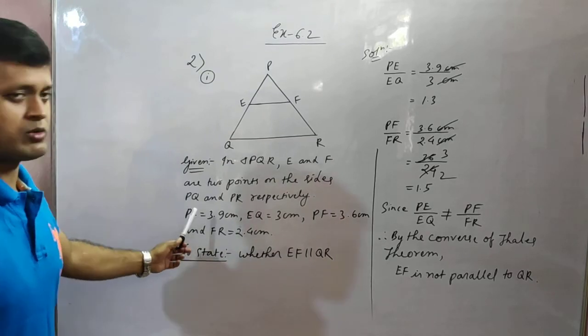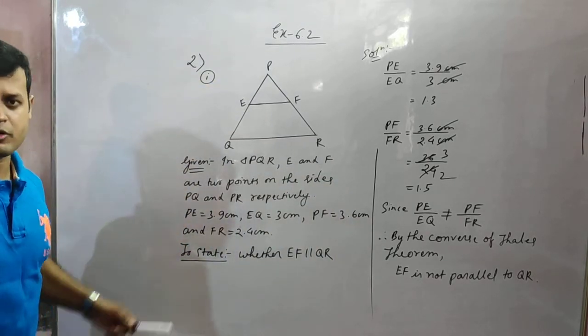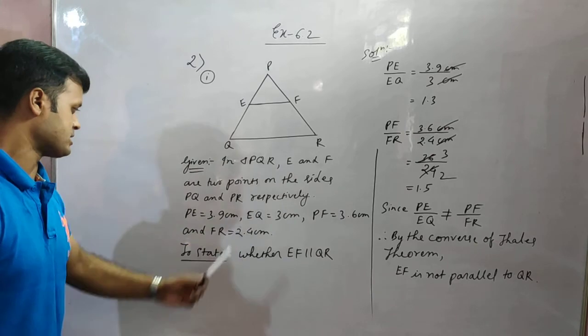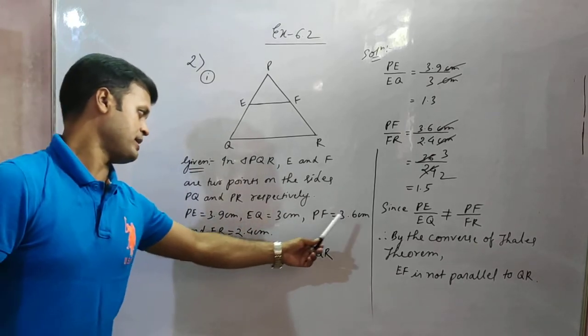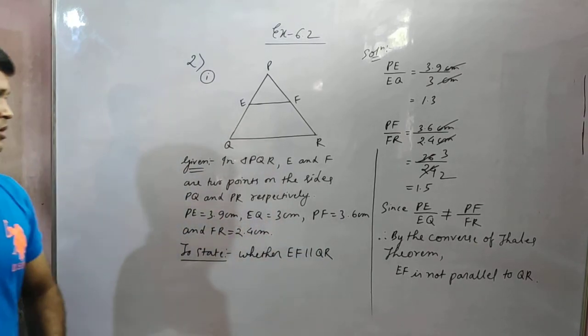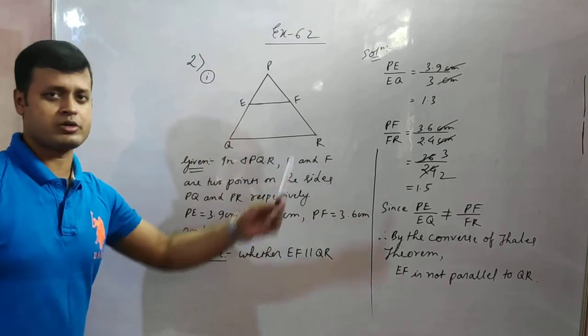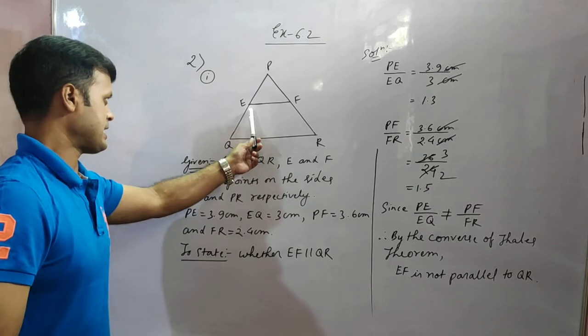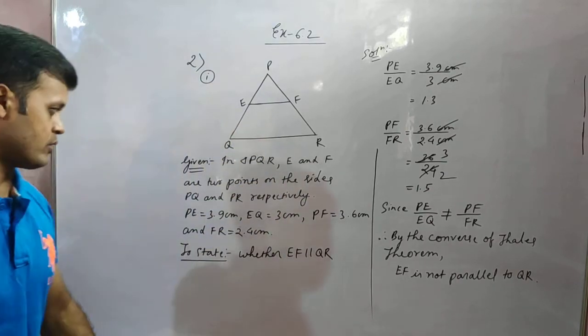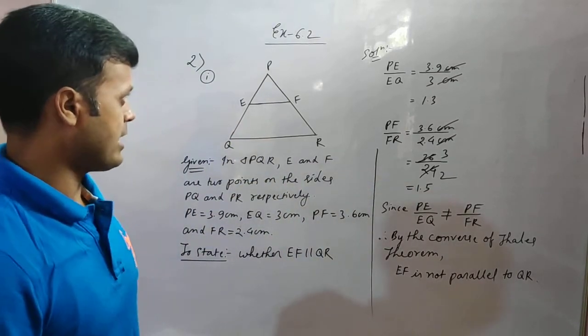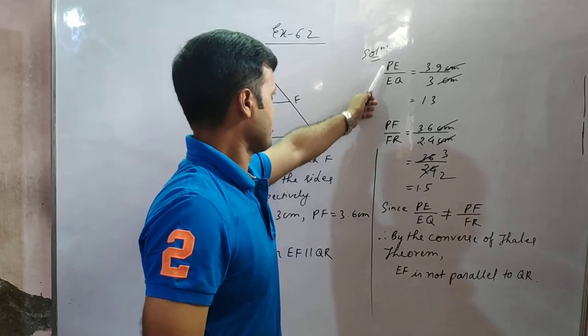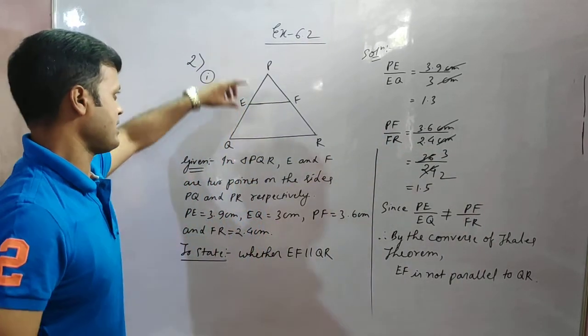So PE is given to us in the question itself. PE is 3.9, EQ is 3, PF is 3.6, and FR is 2.4. So now we need to check if EF is parallel to QR. Okay, now you see, students. We will find out PE by EQ.